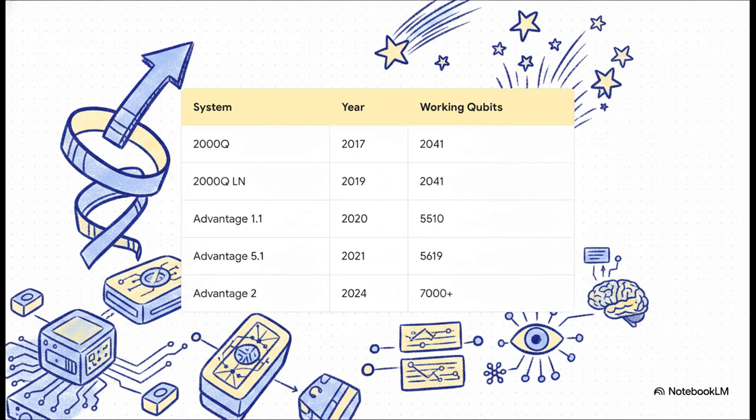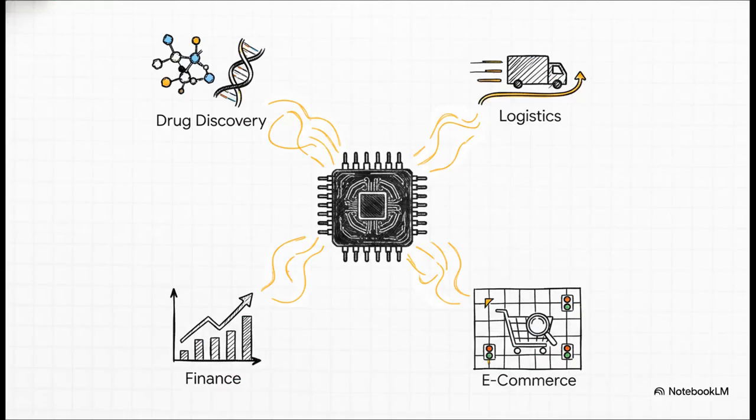This is exponential growth, which means the kinds of problems we can tackle are about to get a whole lot more complex. And this power is already being used to solve real-world business problems. I'm talking about things like drug discovery, designing new proteins. A grocery chain in Canada cut a delivery optimization problem from 25 hours down to 2 minutes. It's being used in finance, e-commerce, and even to optimize traffic lights across a whole city. This stuff is happening right now.